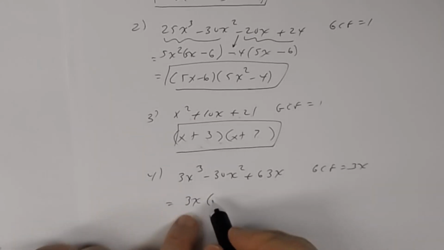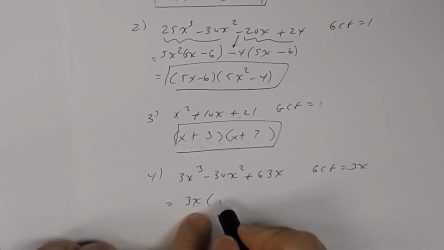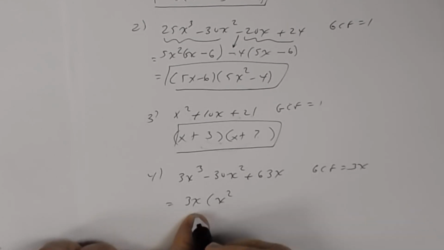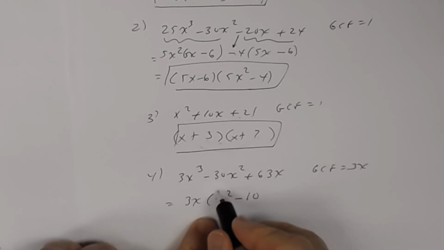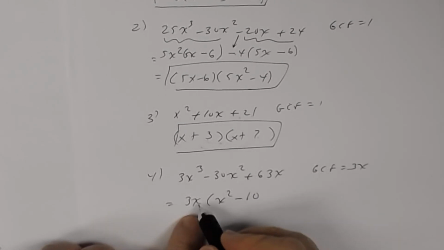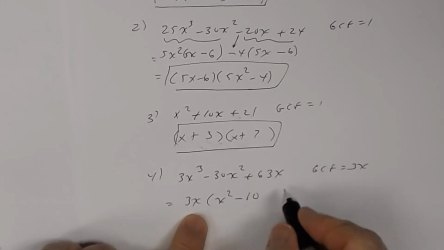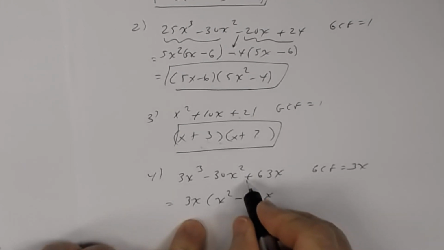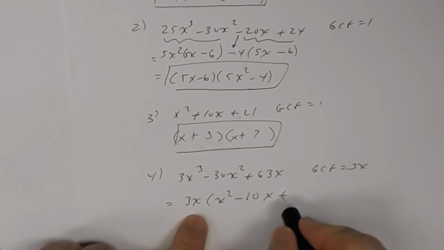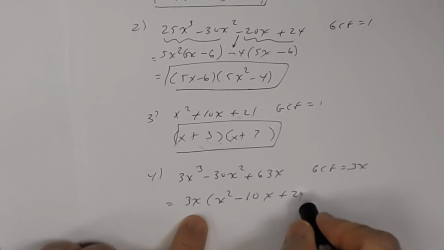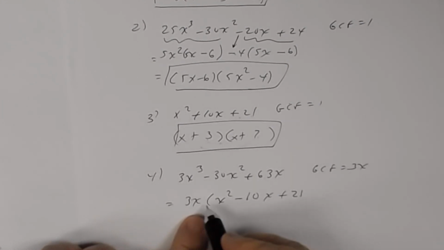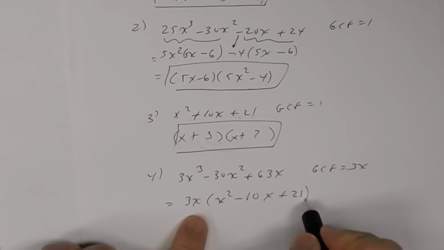So I get 3x times. So 3x times x squared is 3x cubed. Minus 3 times a negative 10 is a negative 30. I'm factoring out one factor of x. I'm going to be left with 1. X times x is x squared. Plus, and then 3 times 21 will give me 63. And I factor out the x, so that's what I have.